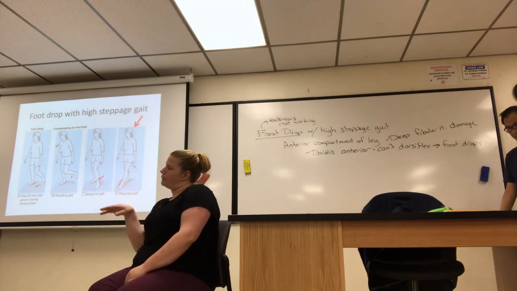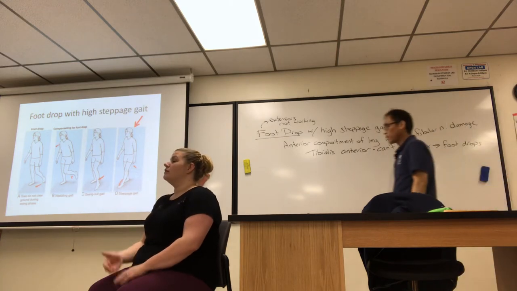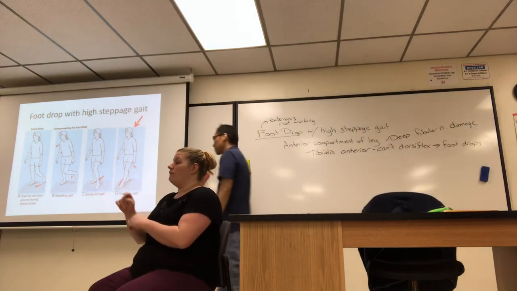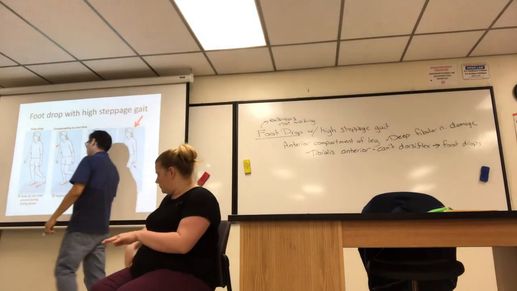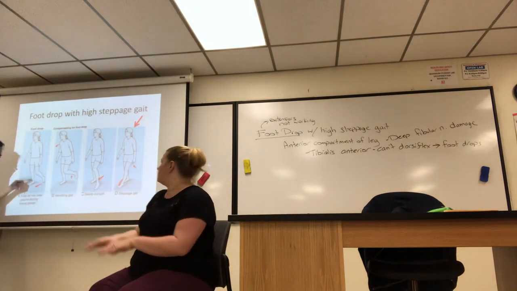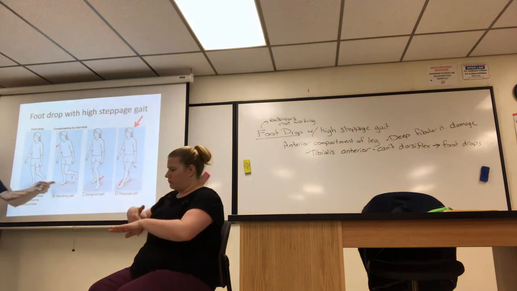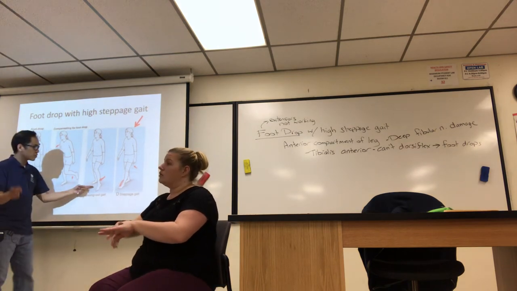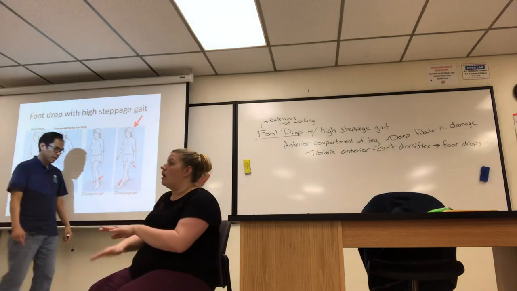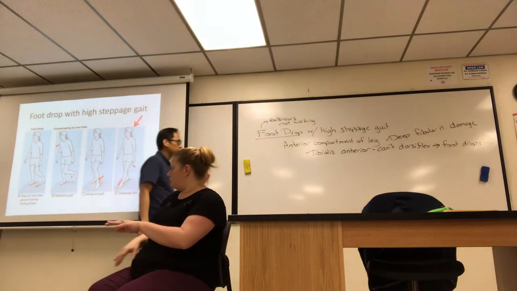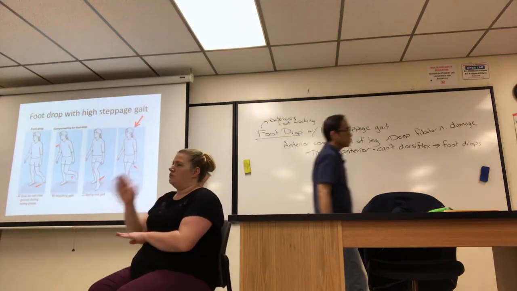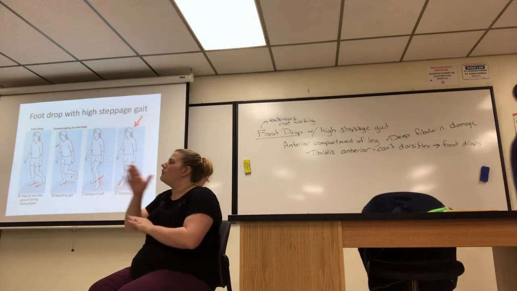Again, to keep from dragging your foot on the ground, like this, you use a compensation to clear the ground during swing phase. So you can waddle, you can swing out. The example I'm going to show you is a high steppage gait where you kind of overcompensate so your foot doesn't drag on the ground. So I'll show you the guy doing it.